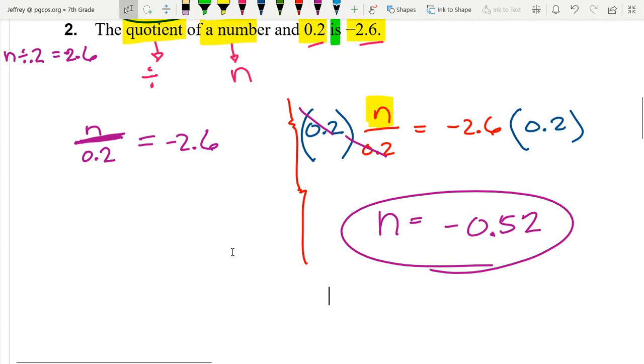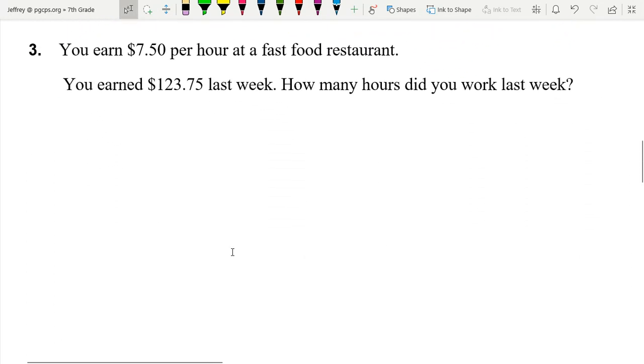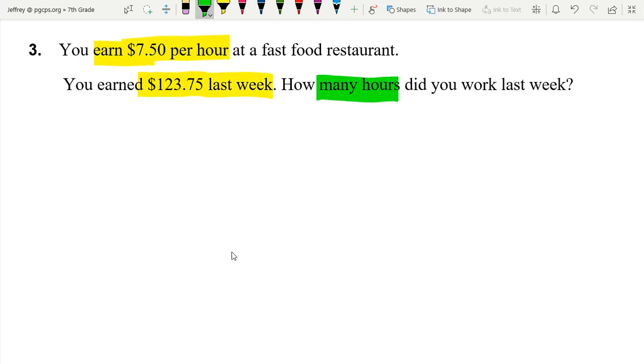Now let's do number 3. You earn $7.50 per hour at a fast food restaurant. Now, you earned $123.75 last week. Question: how many hours did you work last week? So what are we looking for? The number of hours. So that's our missing value that we need to find out.